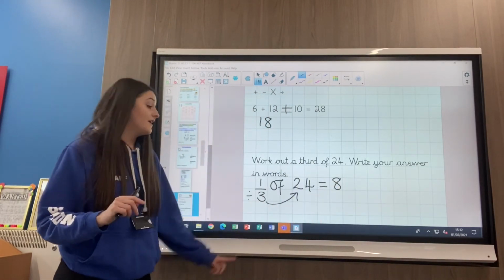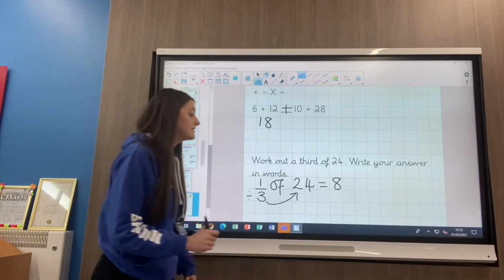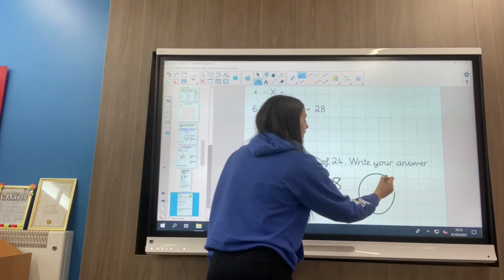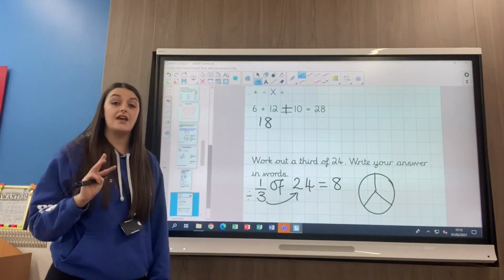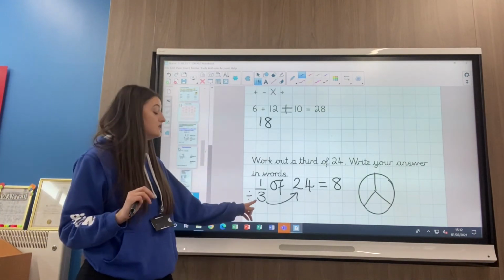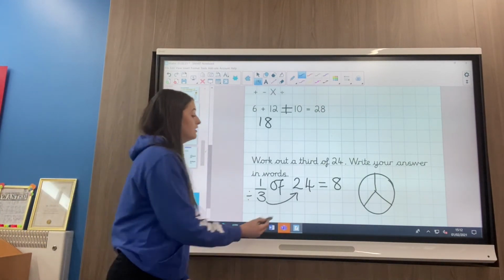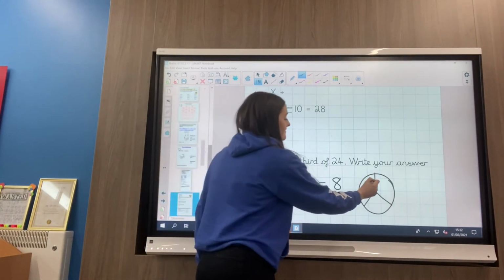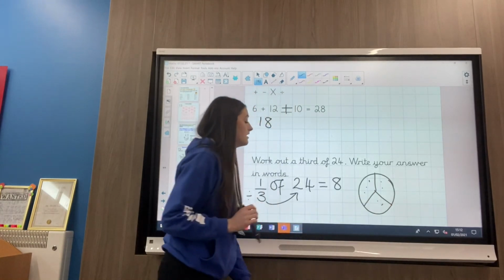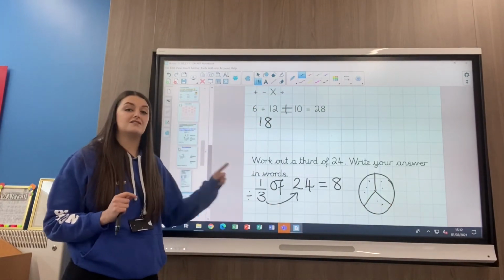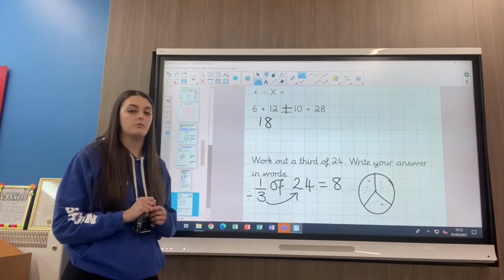Now remember, if you're struggling to count in your 3's, a fraction is part of a whole, so you can get your whole pizza or cake and split it into 3 equal parts because our denominator has told us that, and you can share out your 24 counters equally between these 3 sections, and you only need one of those sections, so just count one of them, okay?